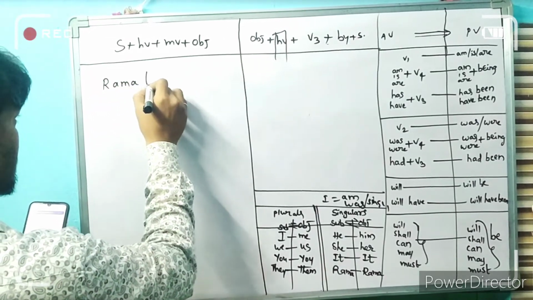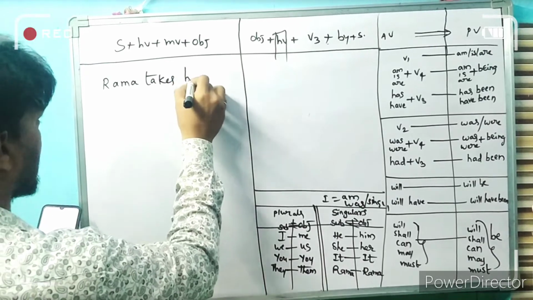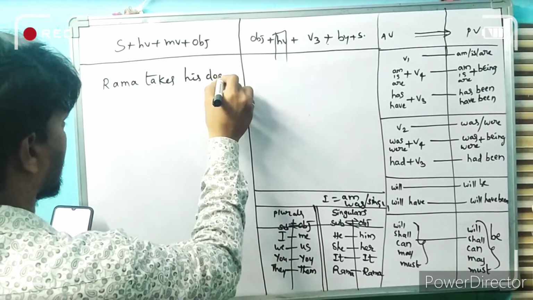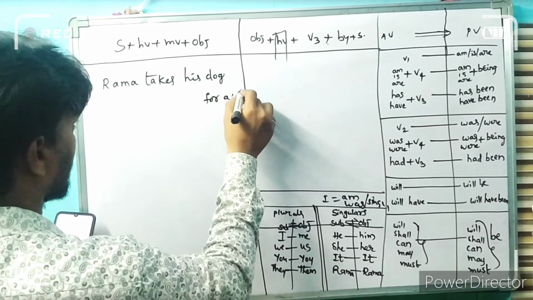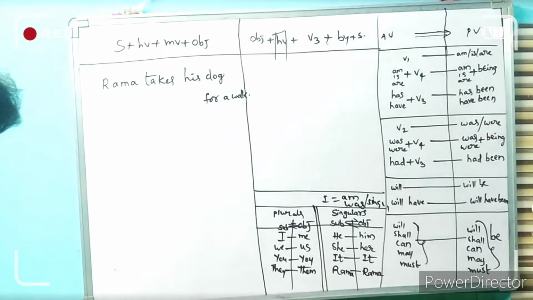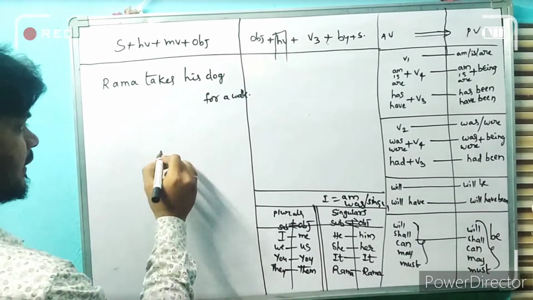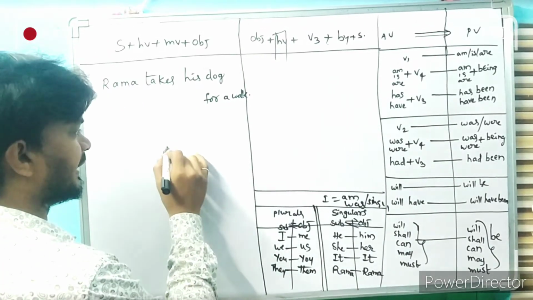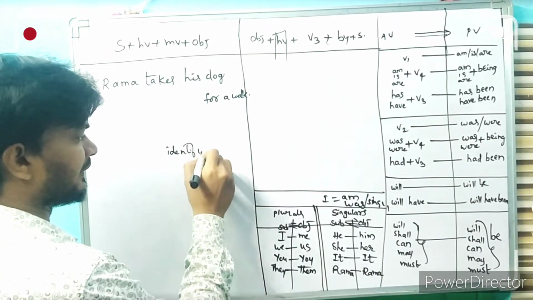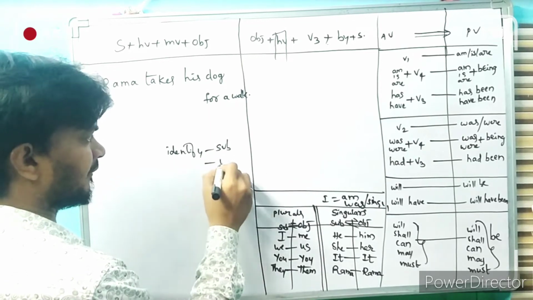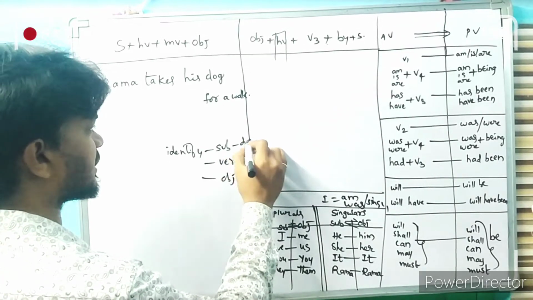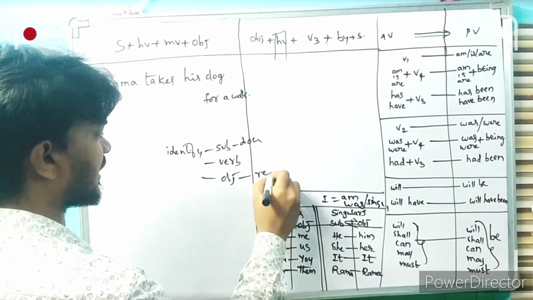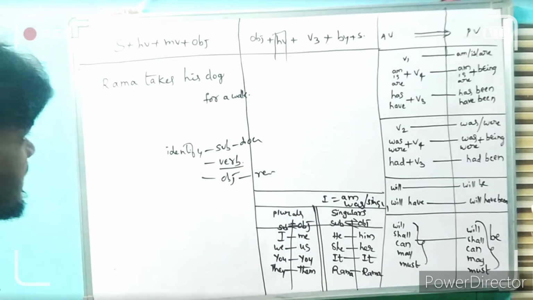Rama takes his dog for a walk. Here, when you take any active sentence, what to do first of all? A very important thing is to identify subject, verb, object. Yes. So, who is the doer of the action? Who is the receiver of the action? And the verb is the action done by the subject.